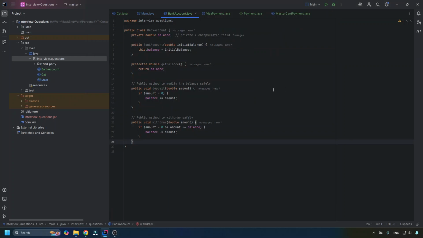Welcome back. So today we're going to be talking about encapsulation. What is encapsulation? Encapsulation is how you combine the properties and methods within some single unit, which is usually a class.